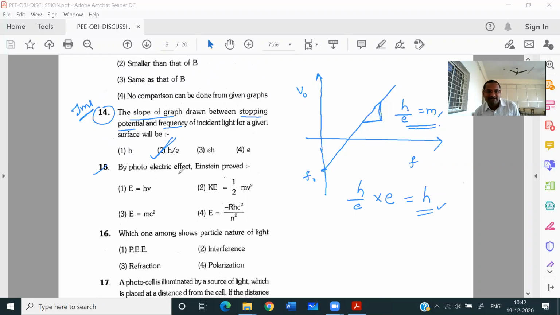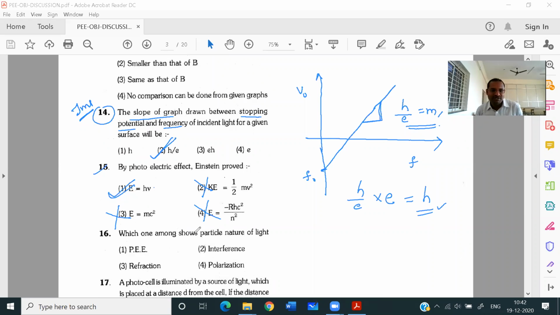Next, question number 15. Photoelectric effect. Einstein proved E is equal to h nu. This is the point Einstein proved. E is equal to mc square, he did not prove from the photoelectric effect. K is equal to half mv square, he did not prove this equation either. Only E is equal to h nu was proved by Einstein from the photoelectric effect.